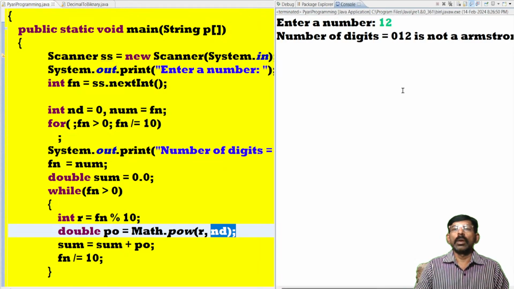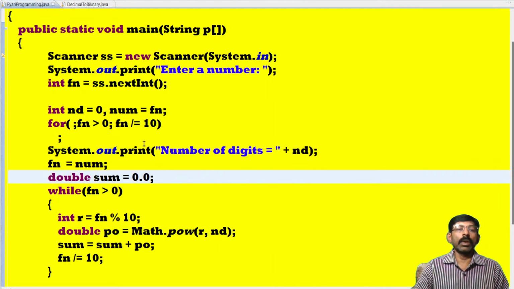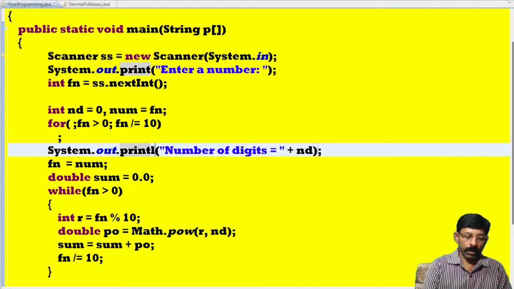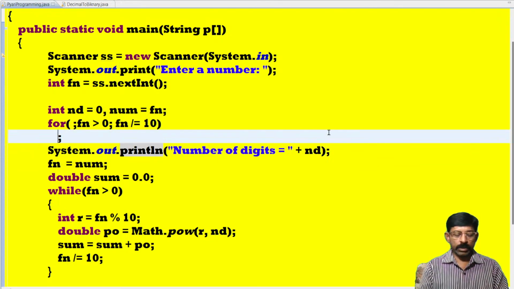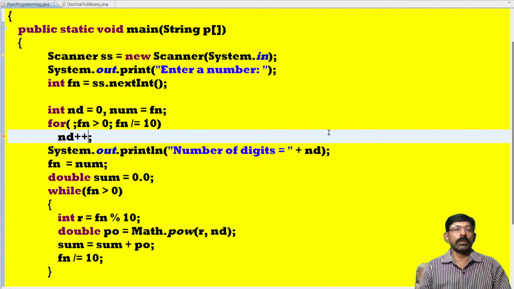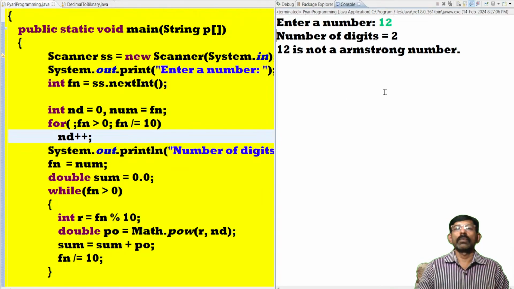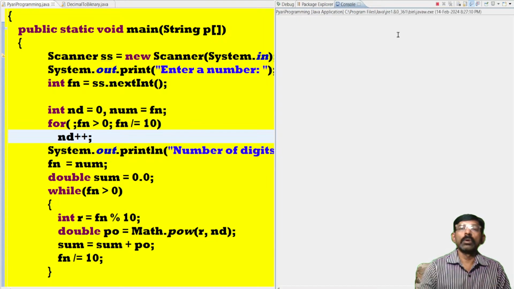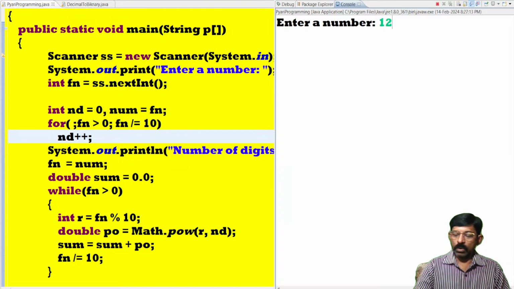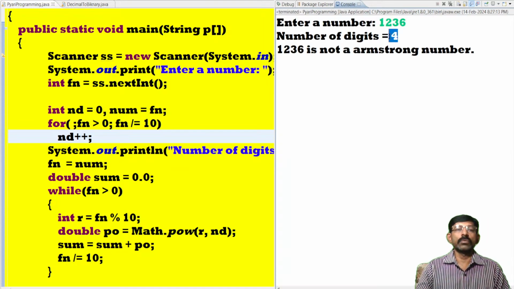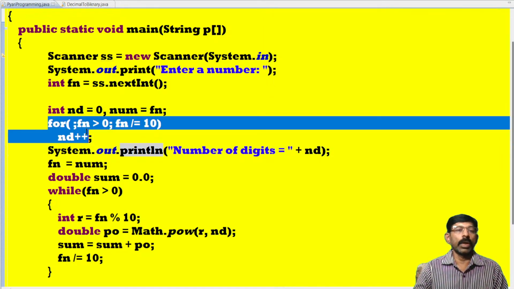12, number of digits is 2, println will apply println. So I have forgotten to increase the number of digits counter, nd plus plus. 12, number of digits is 2, 125, number of digits is 3, 1236, number of digits is 4. So we can reduce the code like this.